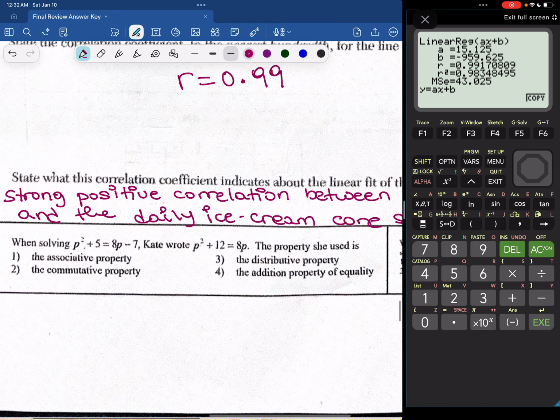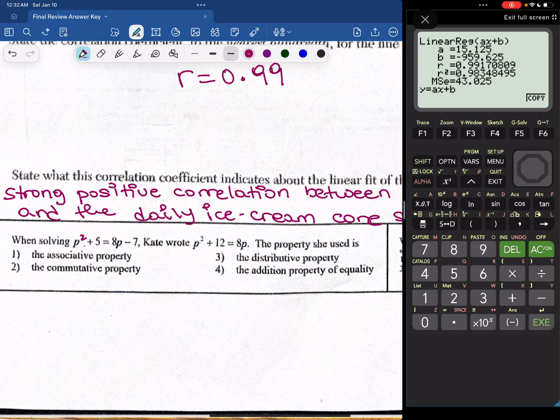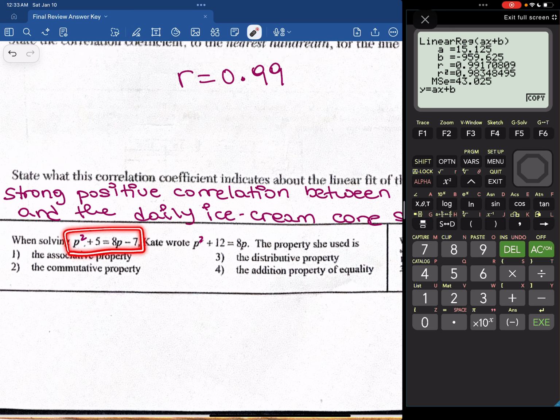Next, we have, when solving for p squared plus 5, I apologize, this font is really small, but the question says when solving p squared plus 5 is equal to 8p minus 7, Kate wrote p squared plus 12 equals 8p. The property she used is what? So we're trying to find out how did she go from this equation to this equation? What did she do? So what changed was this 5 turned to a 12, and then she got rid of the negative 7 over here.